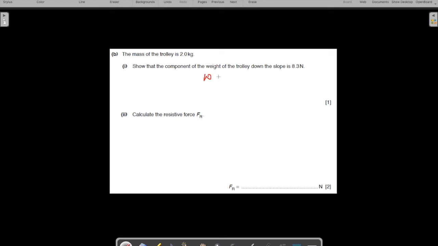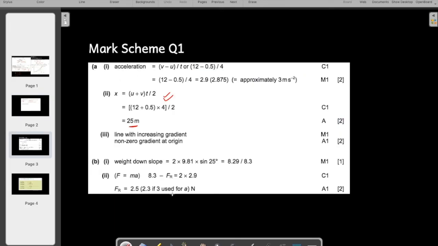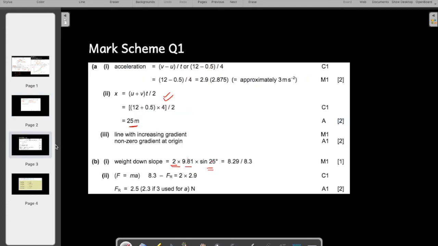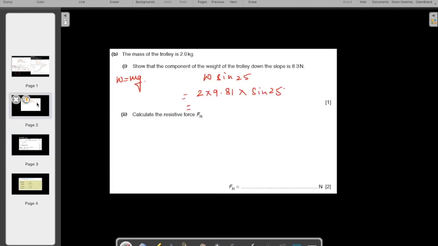So W sine 25 degrees. W is how much? mg. W we know is mg. So substitute the values. 2 times 9.81 times sine 25. Alright, that should give you your answer. Let us tally with the mark scheme. Yes, sine 25, 9.81, mass was 2. Everything is the same and you should get your answer, which is 8.3.